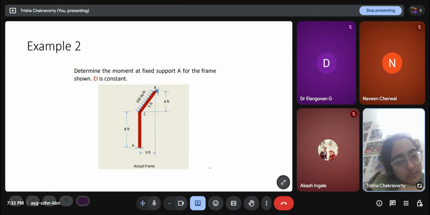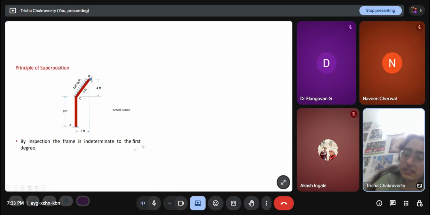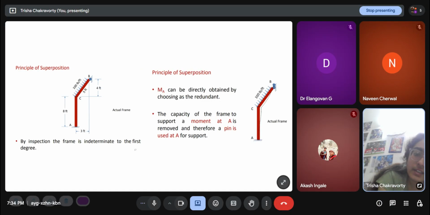So I can either remove this roller and make this a cantilever frame, or I can remove one of the reactions from here and make this into a hinge. So by inspection, the frame is indeterminate to first degree. MA can be obtained directly by choosing... yeah, MA can be direct.